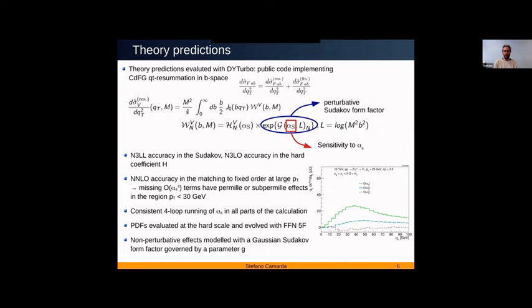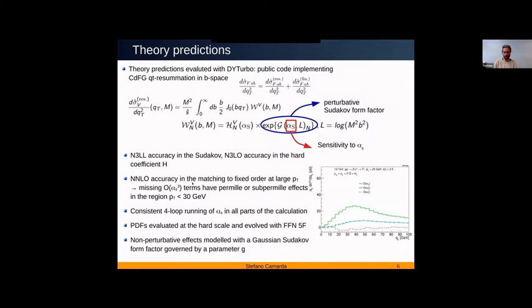Concerning theory predictions, which are a crucial ingredient for this analysis, I used DYTurbo. This is a public code that is based on Catani, de Florian, Grazzini QT resummation in b space. So basically there are two pieces to the calculation, a resummed prediction and a matching to fixed order. If we look into the resummed prediction, the two important pieces that are relevant here are the R coefficient that is evaluated at N3LO accuracy, and the pseudo-Sudakov factor that is evaluated at N3LL. In this particular analysis, the matching is done at one order less, so at next-to-next-to-leading order accuracy.